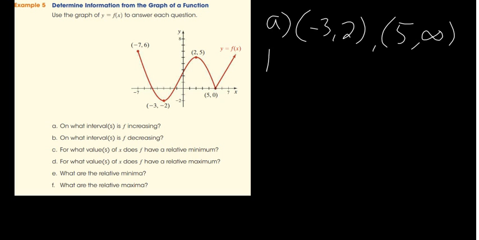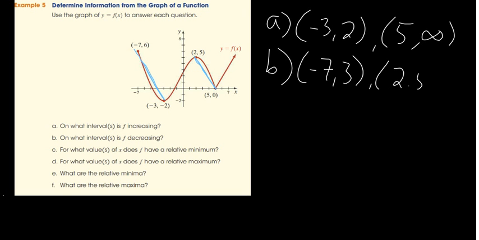In B, where are we decreasing? Well, it appears we're going down from -7 to -3, and from 2 to 5. And again, I'm looking at the x values, because when we talk about intervals, we just talk about the x values. We don't care about the y's, we care about the x's. So it looks like we're decreasing from -7 to -3, and from 2 to 5.